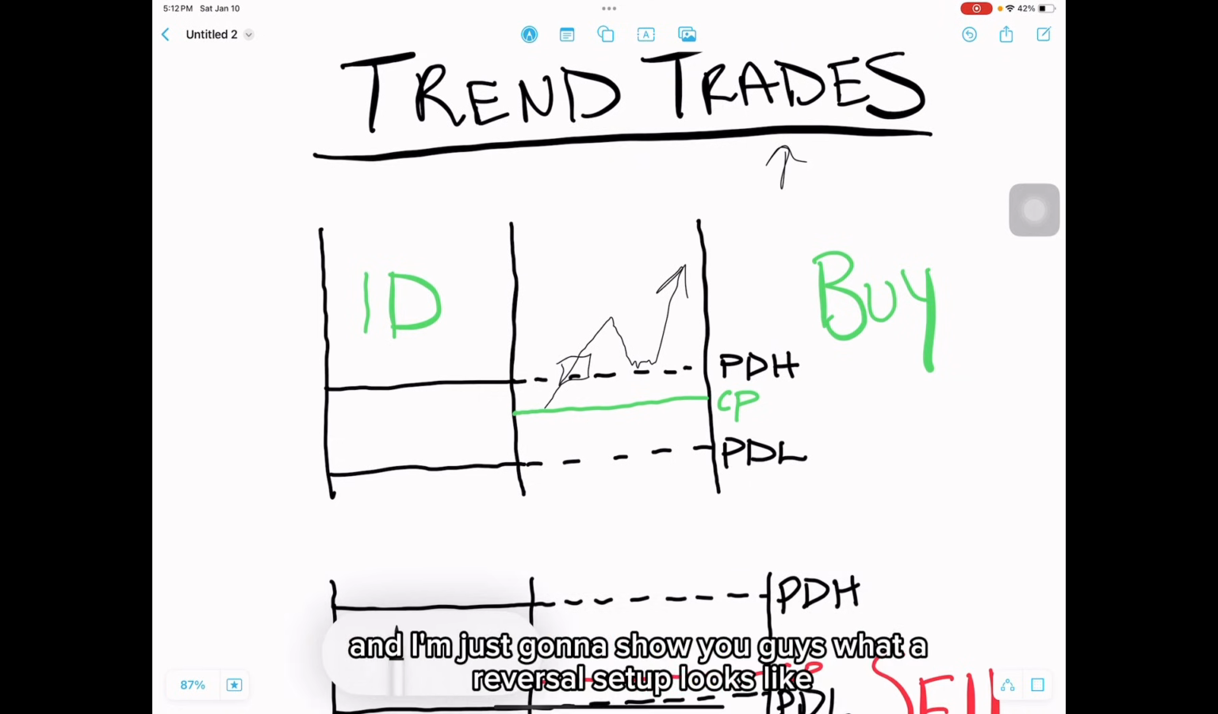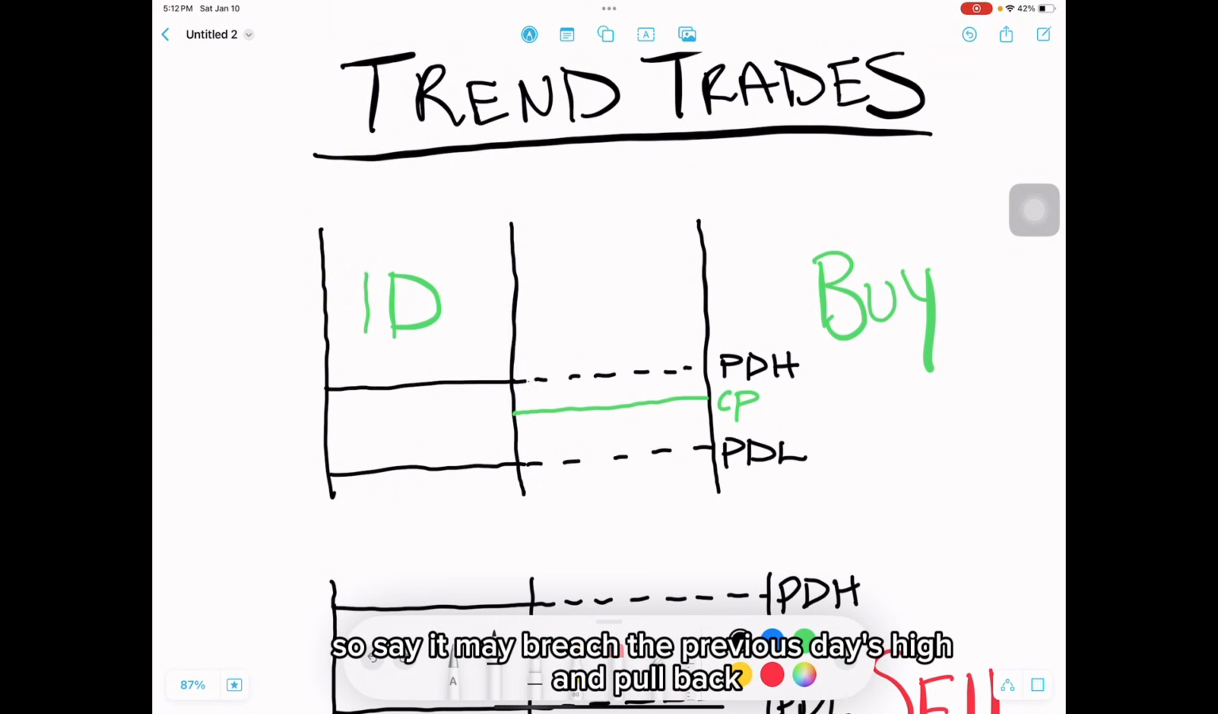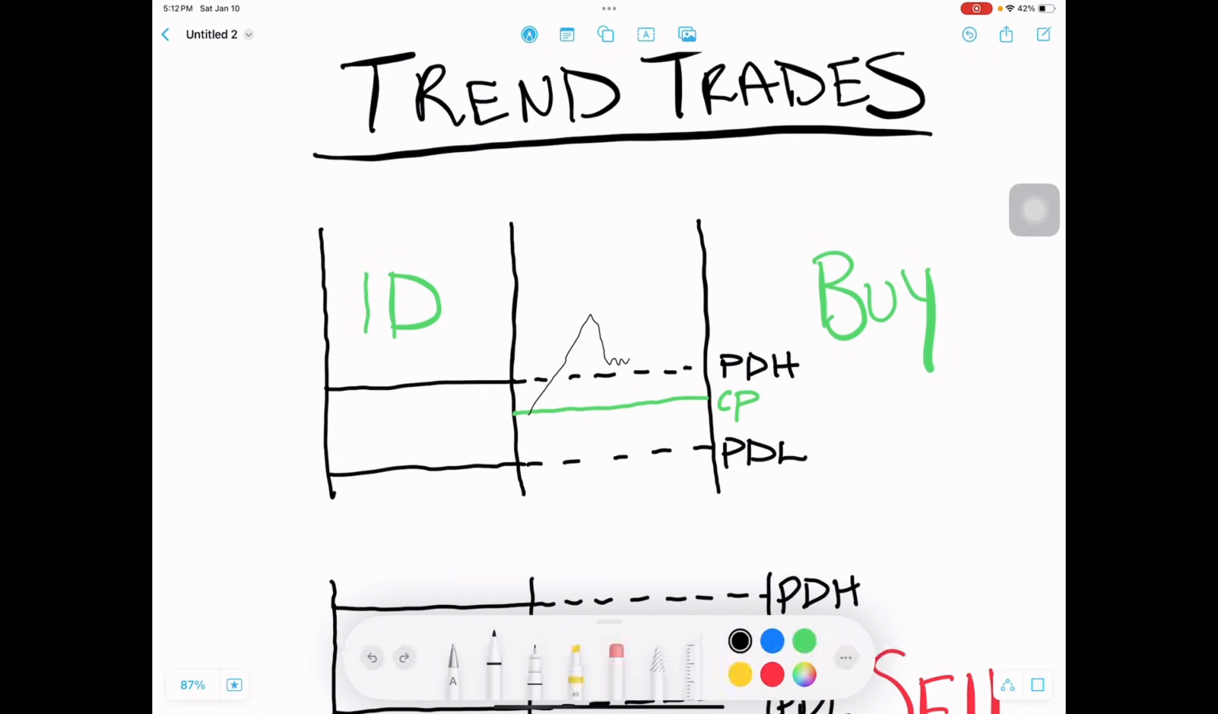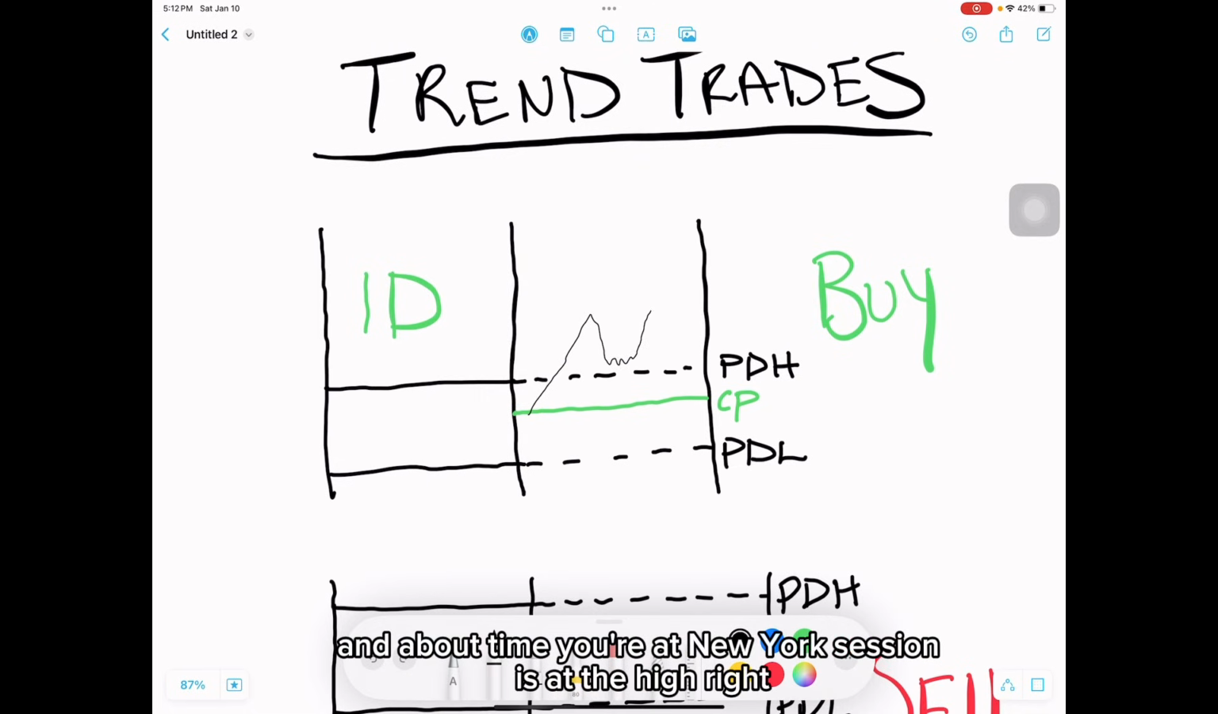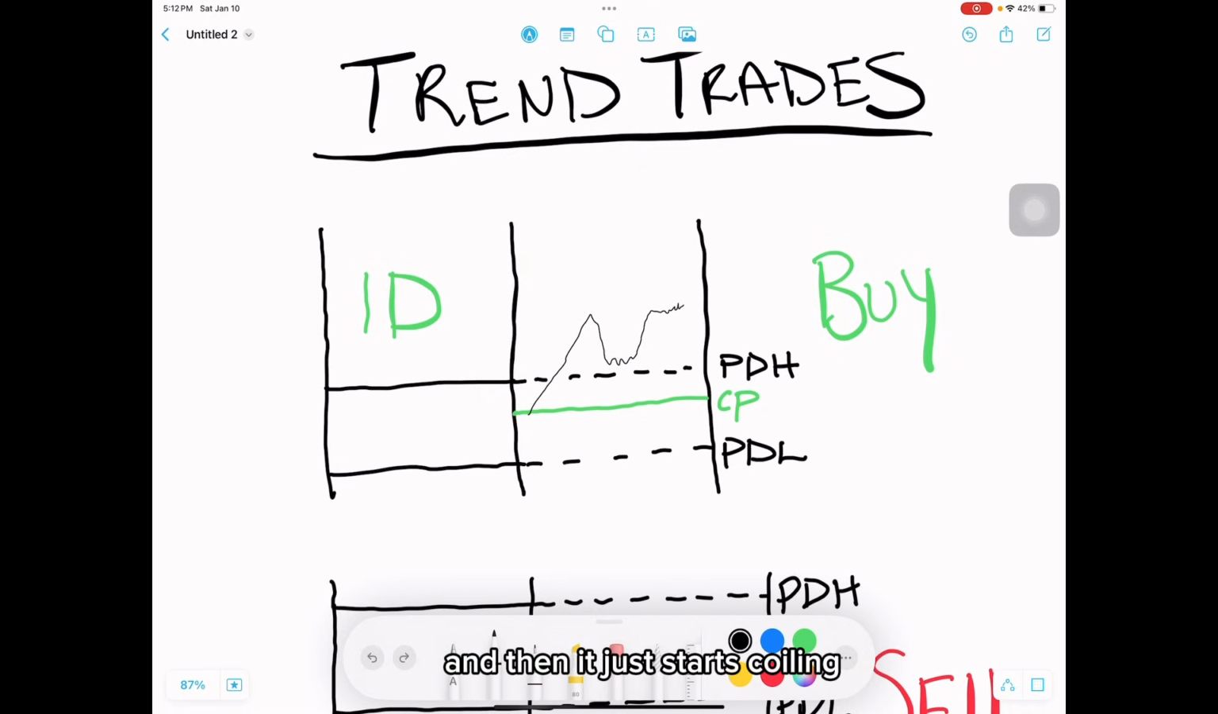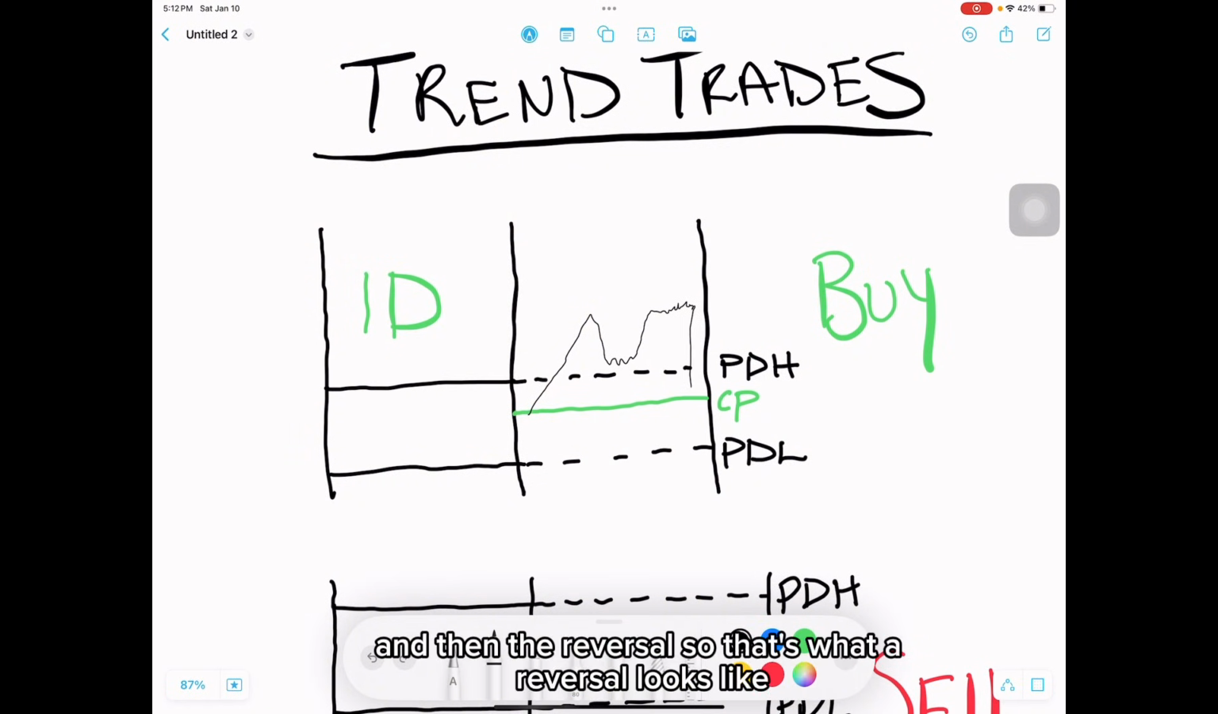All right. And I'm just going to show you guys what a reversal setup looks like. Say it may breach the previous day's high and pull back. And about the time you're at New York session, it's at the high, right? And then it just starts coiling. That's what you're looking for. And then the reversal. So that's what a reversal looks like.